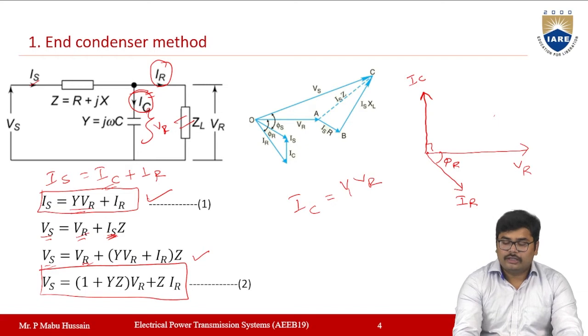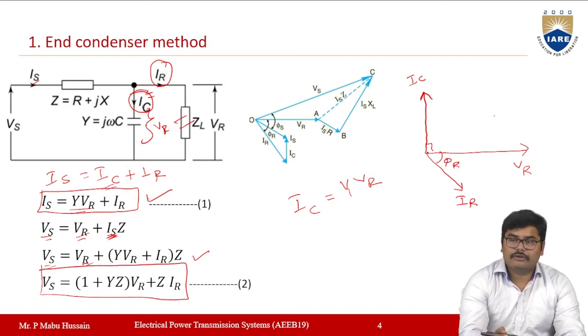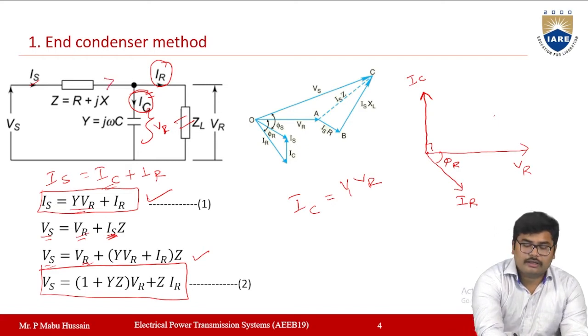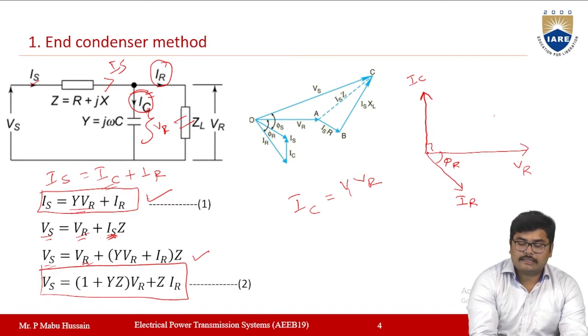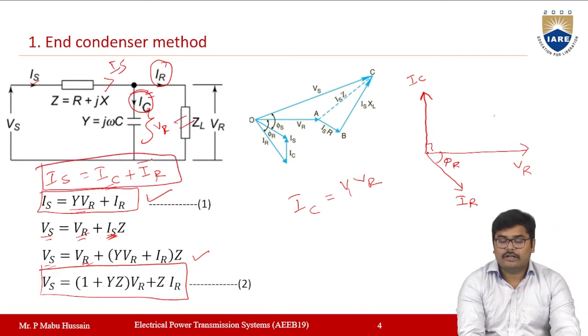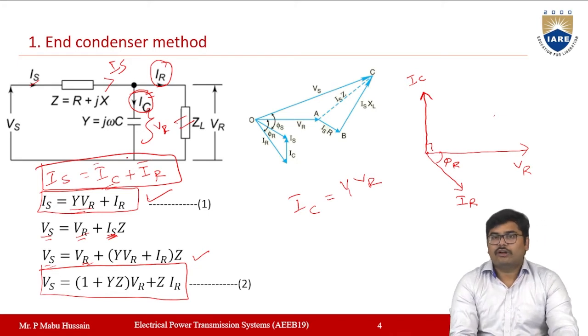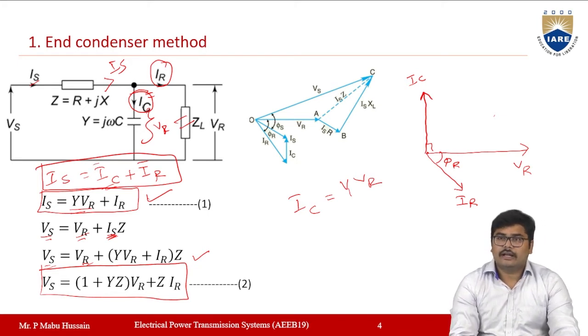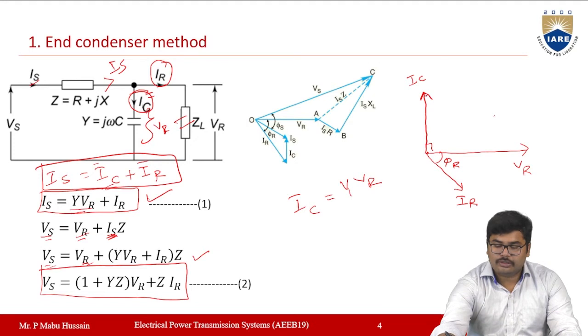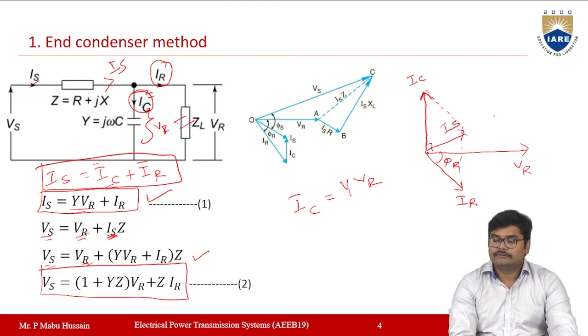Once you know the IC and IR vectors, you can find the IS vector. This IS is the sum of IC and IR. If you do the vector sum of IC and IR, you will get the IS value. So you have to sum these two vectorially. Okay, so this is your IS.